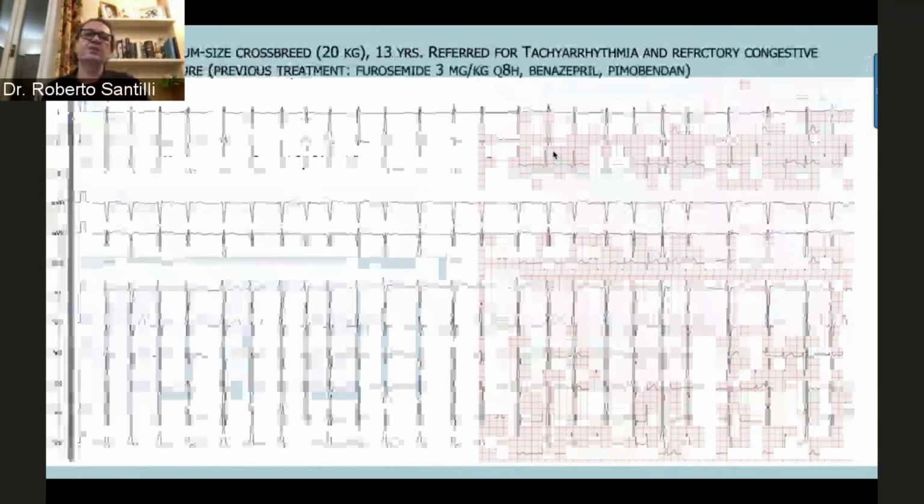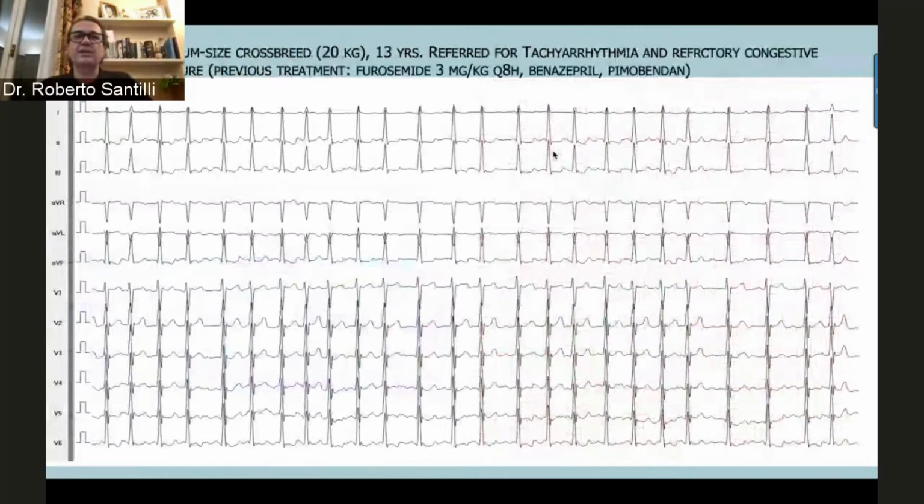All right, let's move now to our first clinical case. This is a dog that has been referred to our hospital. It's a medium-sized dog with mitral valve disease, congestive heart failure, and tachyarrhythmias. He came with a very high dose of furosemide, benazepril, and pimobendan, and despite this high dose, he was in failure. So we classify this dog as a class D patient.